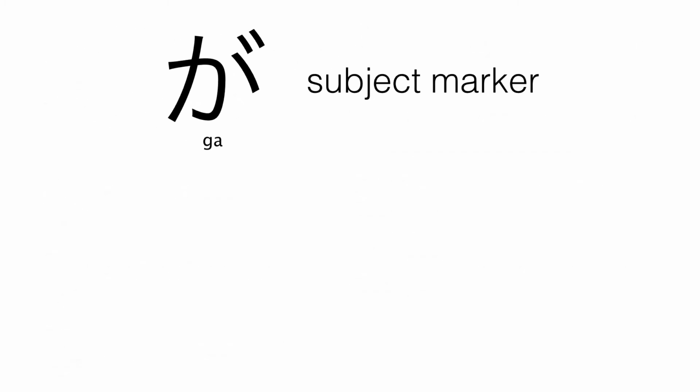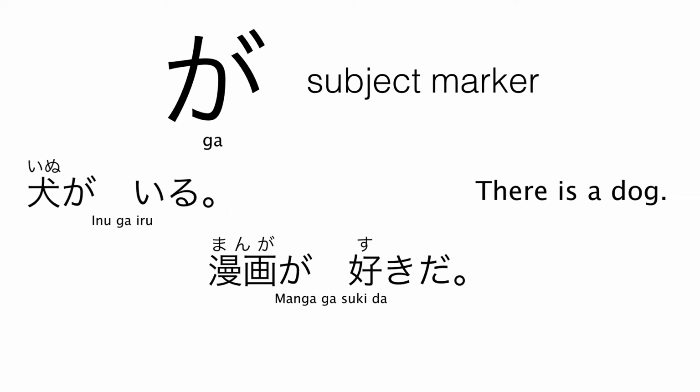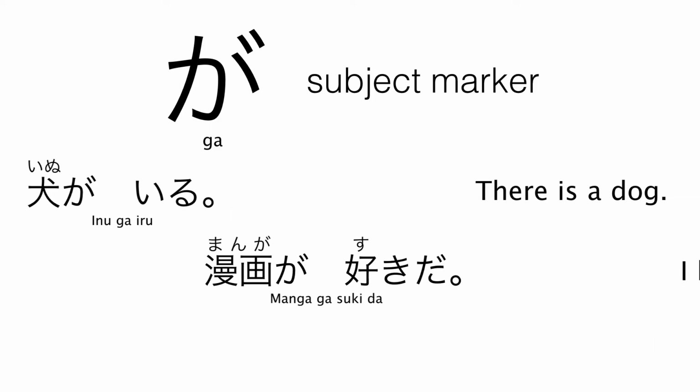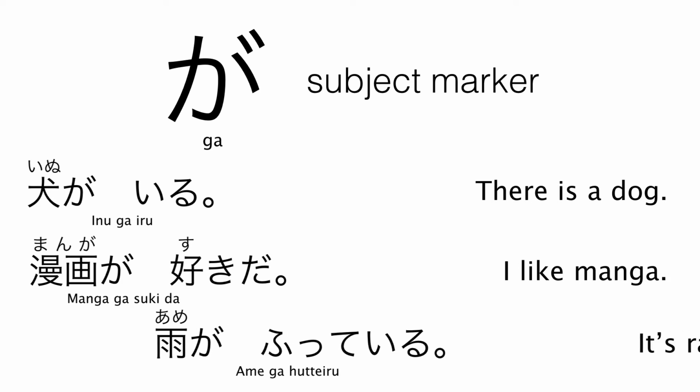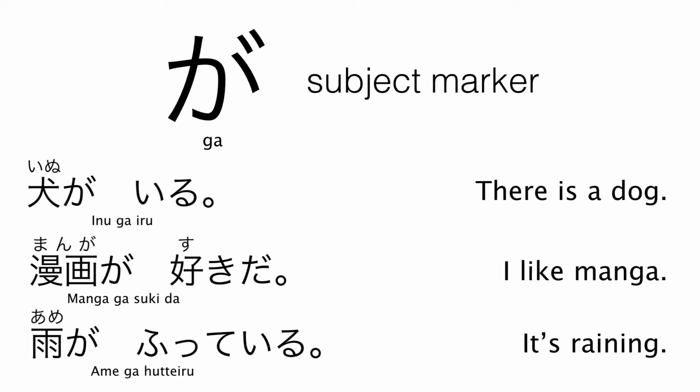So let's look at a few examples. Inu ga iru, there is a dog. Manga ga suki da, I like manga. And ame ga futte iru, it's raining. As we saw earlier, ga marks the noun before it as the subject of the sentence.